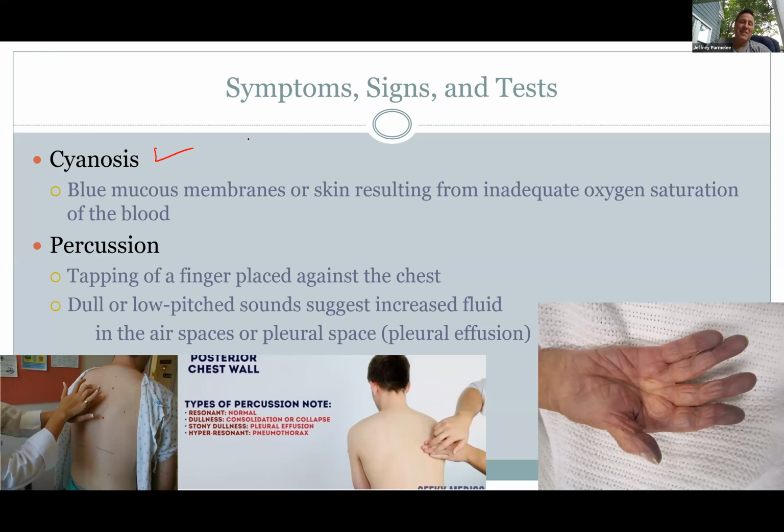But hyperresonant might mean that there's air. Pneumothorax means air in the pleural space. You have a collapsed lung. If it sounds too dull, there could be pleural effusion or water in there. So as you tap on the lungs, you can find areas where you may even feel there's a tumor in there. It's going to sound different just by tapping. Quick way to do that.